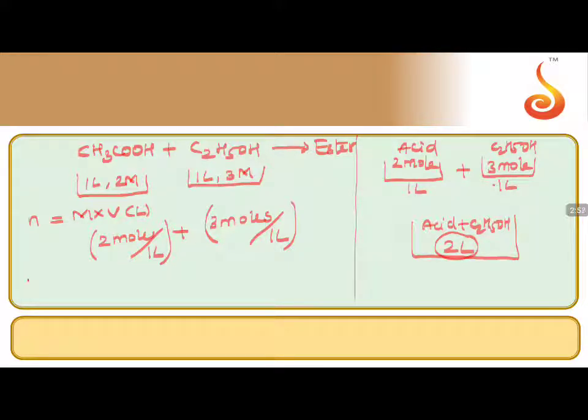What will be the new concentration? According to that, the new concentration of acetic acid is equal to the number of moles by volume, and the number of moles is 2. Now the new volume is 2. And in the same way, the new concentration of ethyl alcohol is the number of moles, 3, by the total volume, 2.